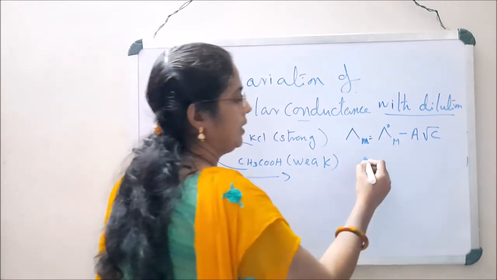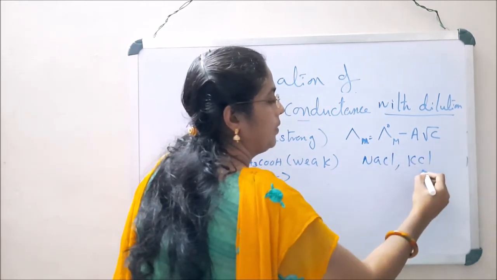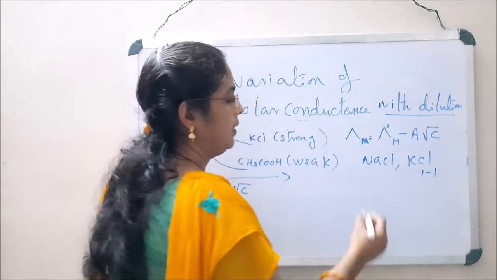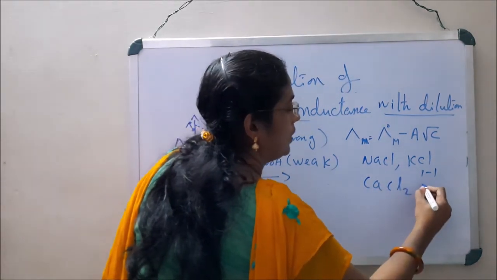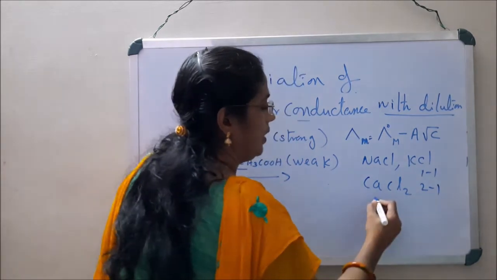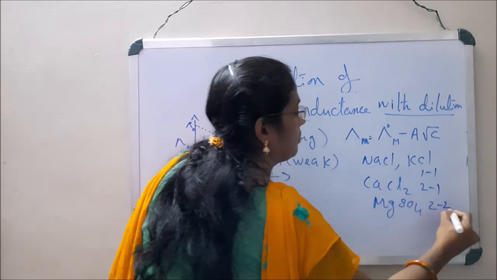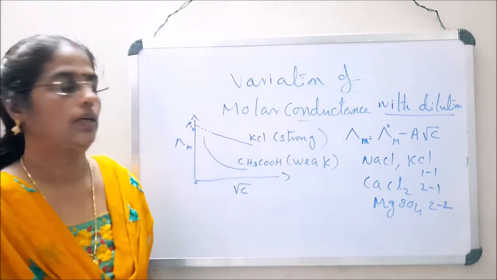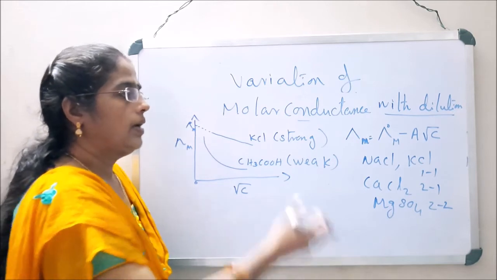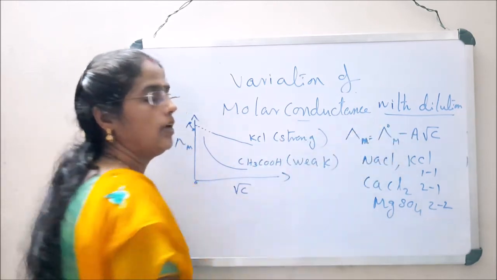For example, in the case of NaCl, KCl, etc., the type is 1,1 type. In the case of CaCl2, the type is 2,1. In the case of MgSO4, it is 2,2 type. That depends upon the oxidation state of the ions. In a particular type of electrolyte, the value of A is a constant.